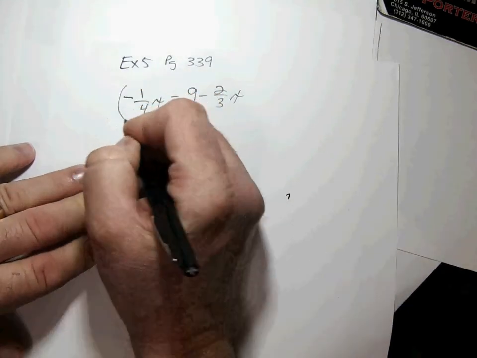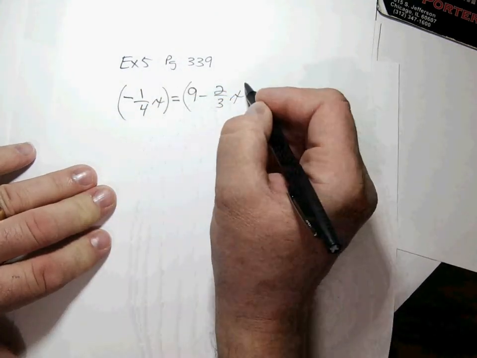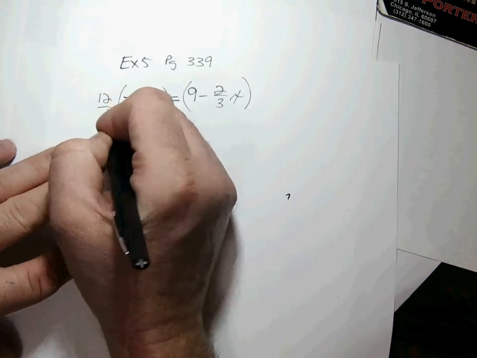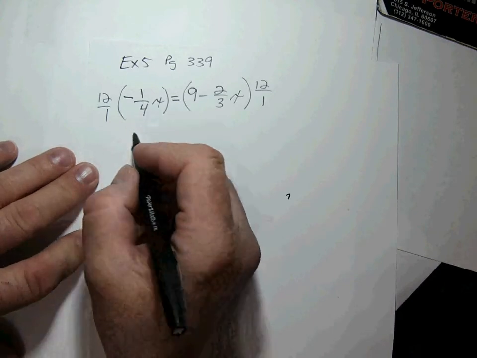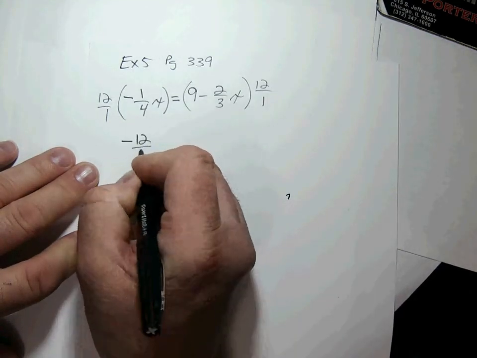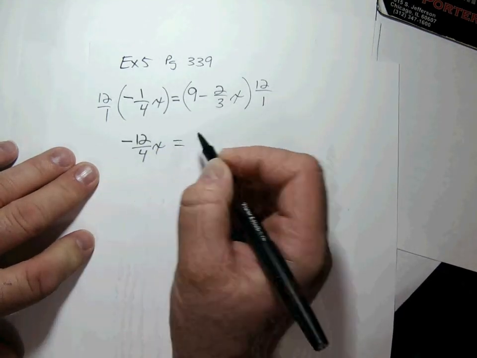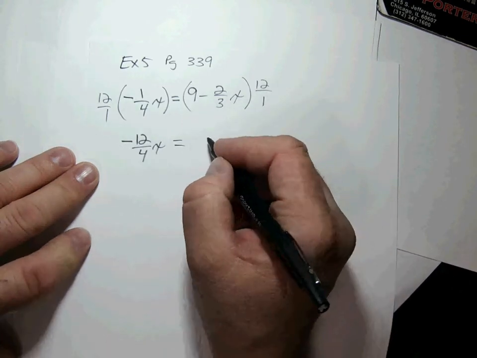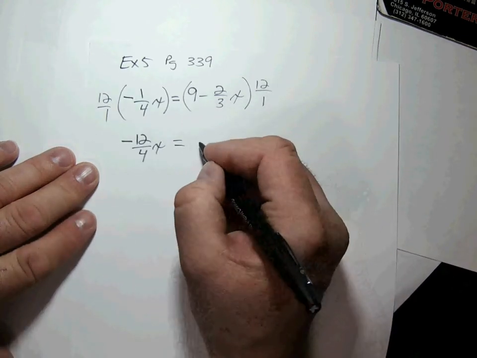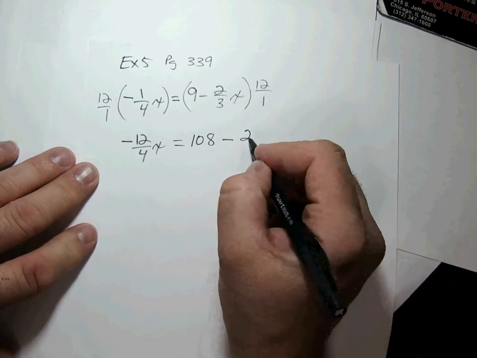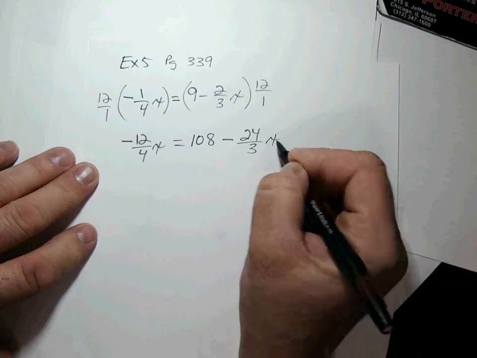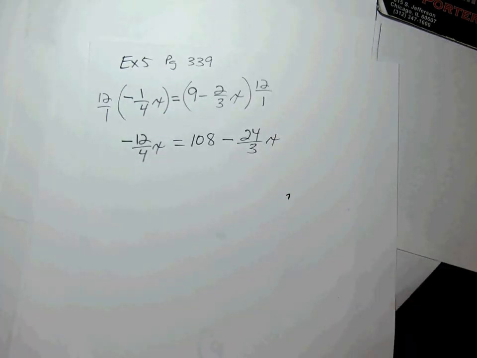So I'm going to multiply through the entire equation by 12. Again, numerators only. I'll put a 1 under it just so I don't forget. So what's this going to be? It's going to be a negative 12 over 4x equals, I've got to take 12 times 9, what's that going to be? 108 minus 24 over 3 times x. Okay, are we all good there? All right.